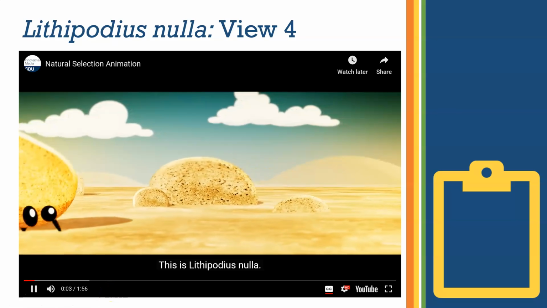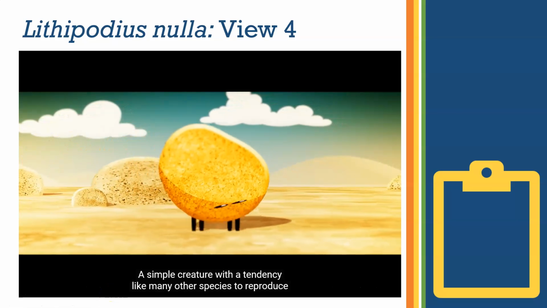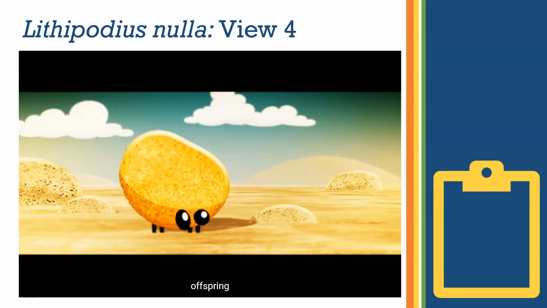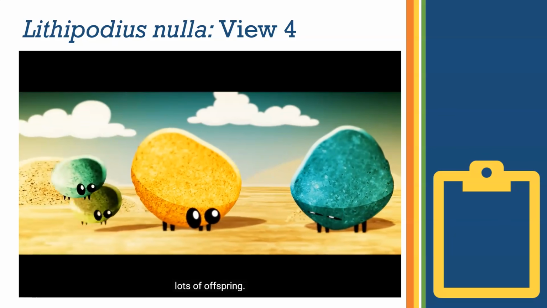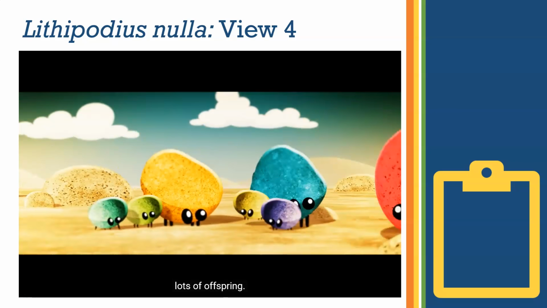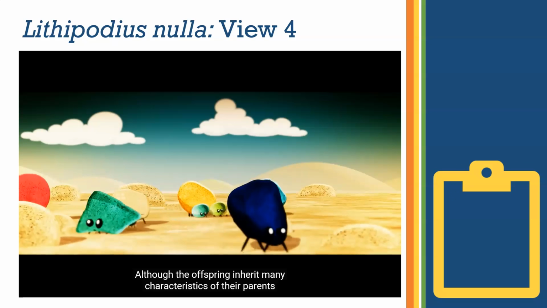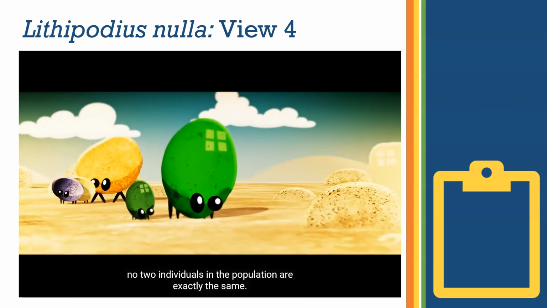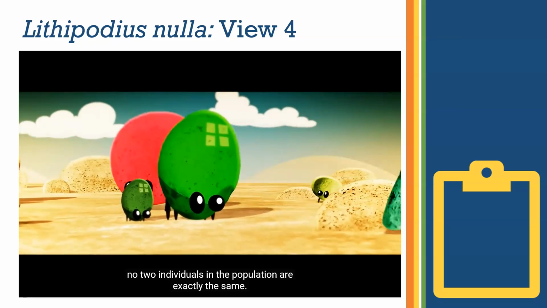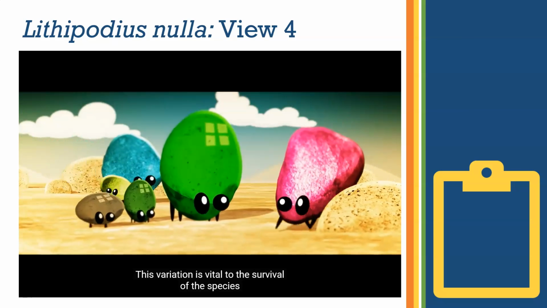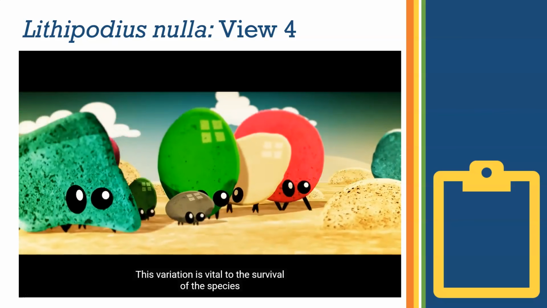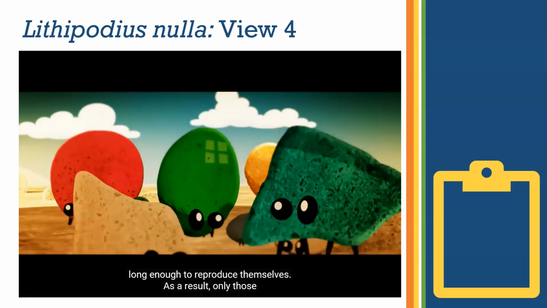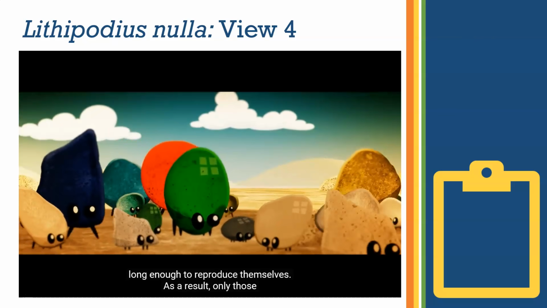This is Lithopodius nulla, a simple creature with a tendency, like any other species, to reproduce offspring. Lots of offspring. Although the offspring inherit many characteristics of their parents, no two individuals in the population are exactly the same. This variation is vital to the survival of the species, as only a fraction of the Lithopodius will actually survive long enough to reproduce themselves.